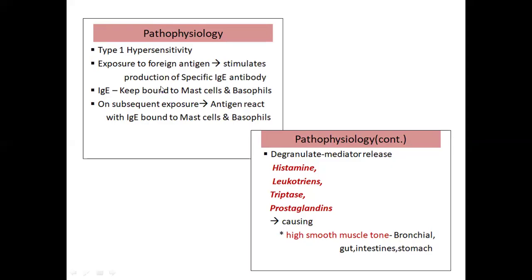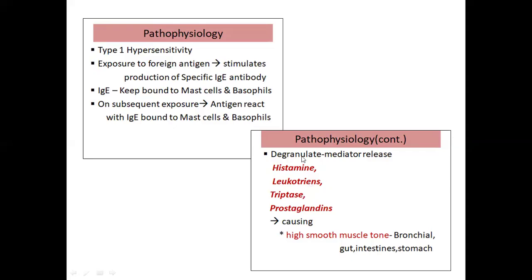Discussing here, first, after the first exposure, what happens is the IgE is sensitized, and this IgE keeps bound to the mast cells and basophils. On the second exposure, this antigen reacts with the IgE which is bound to the mast cells, and then the mast cells get degranulated, releasing mediators like histamine, leukotrienes, tryptase, and prostaglandins.